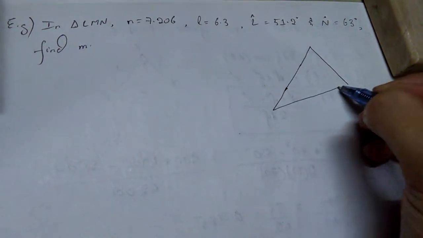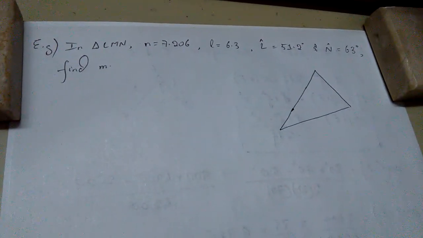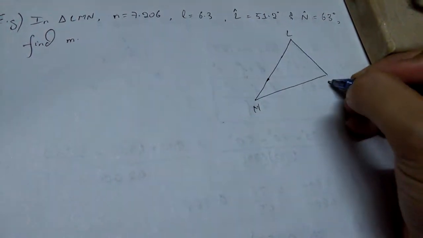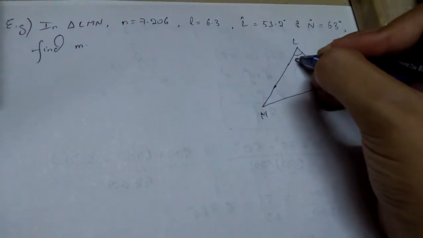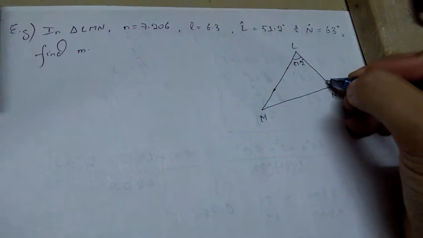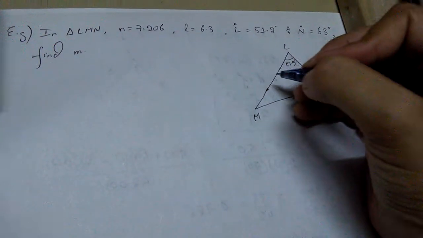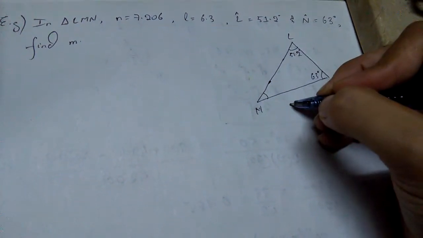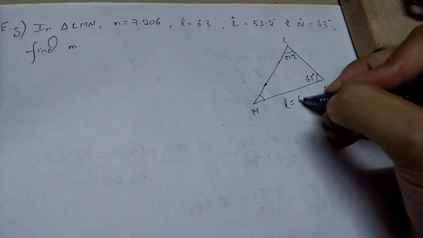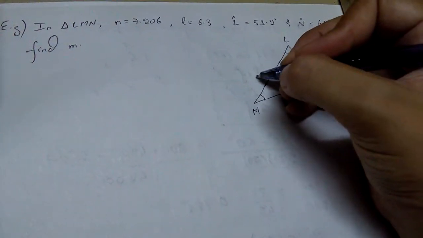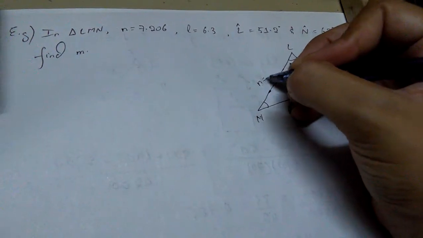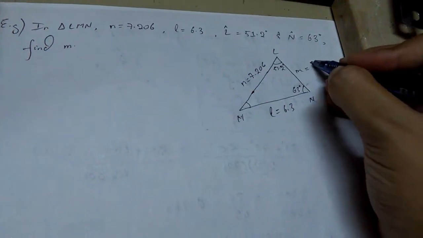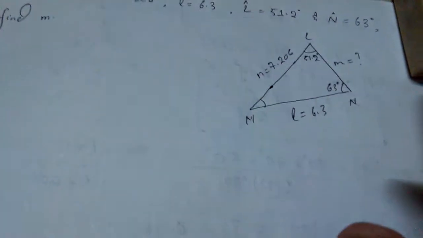So for instance, if you are having a figure like this, I just say this is your L, this is your M, this is your N, and this is your 51.2 degrees. This is going to be your 63 degrees. This is something we do not know. Okay, this is your small l, that's what you call 6.3 units. This is your small n, which is 7.206 units, and this is your small m. That's what you have to find out. Okay, this is a rough figure, I must say.